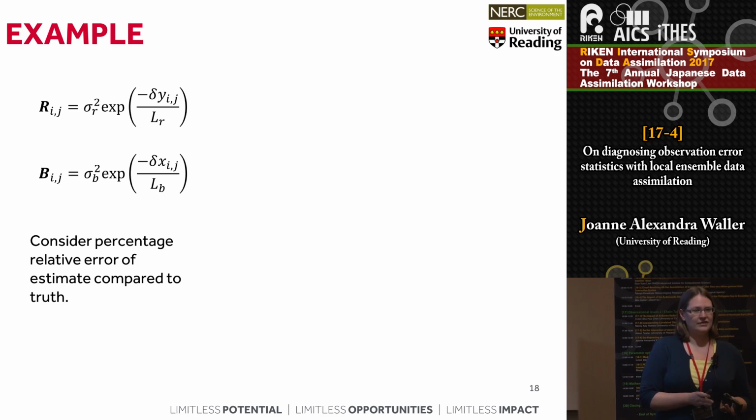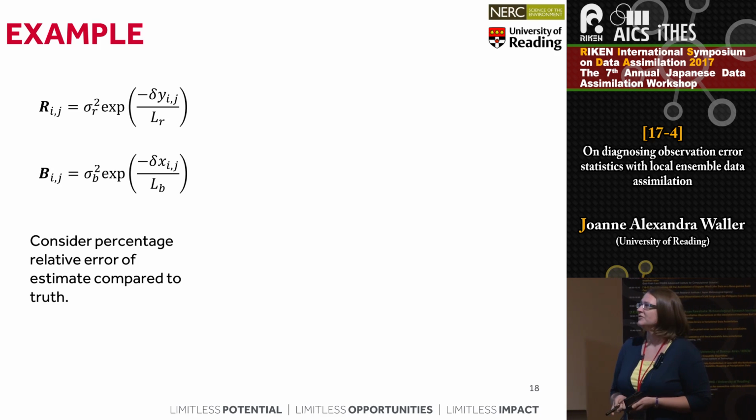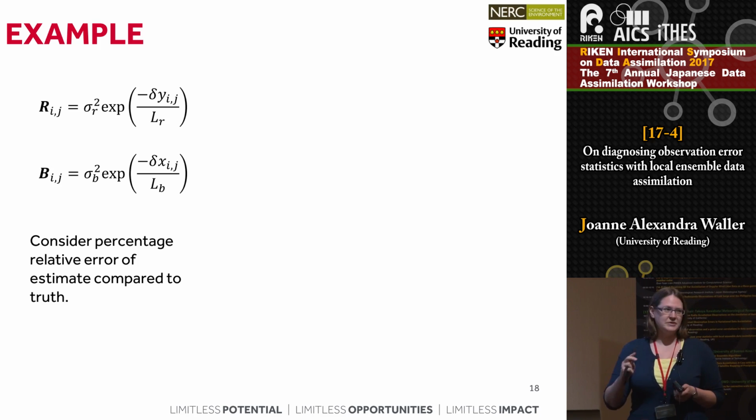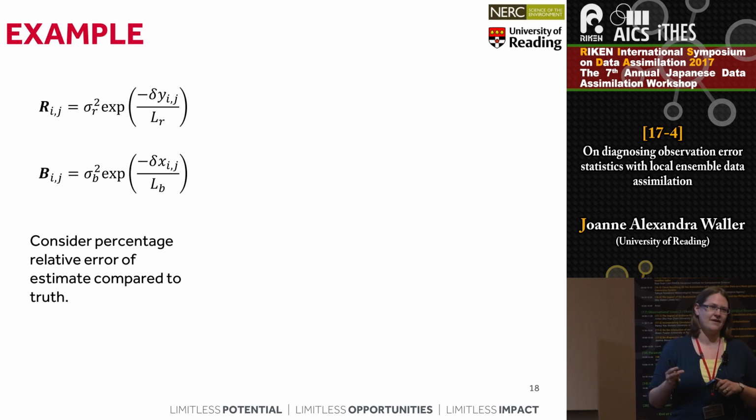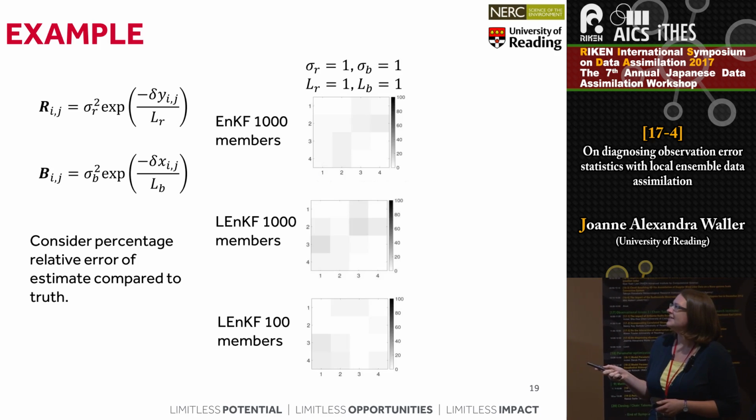We're going to do that for a standard ensemble filter and a localized ensemble filter and look at the difference. And what we'll do is consider the percentage relative error between our estimate and the truth, relative to the truth. So here I pick my standard deviations as 1 and my length scales as 1.